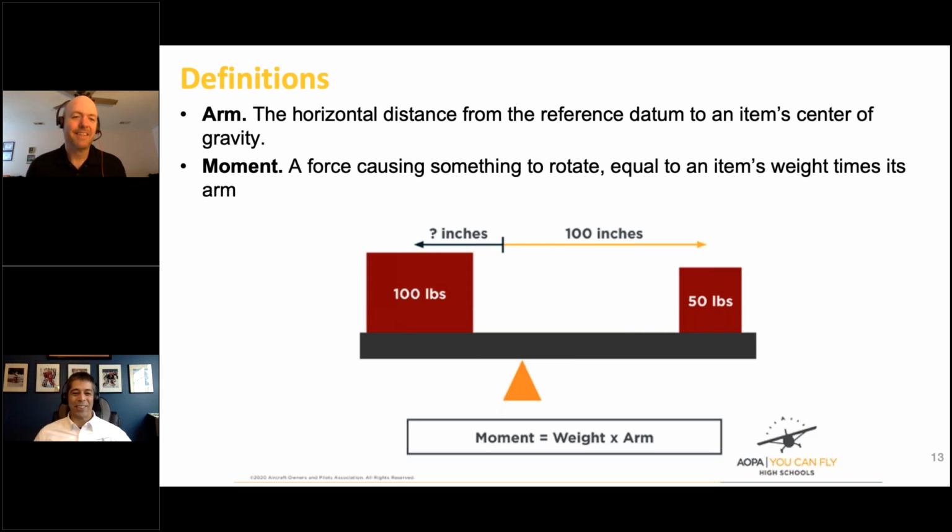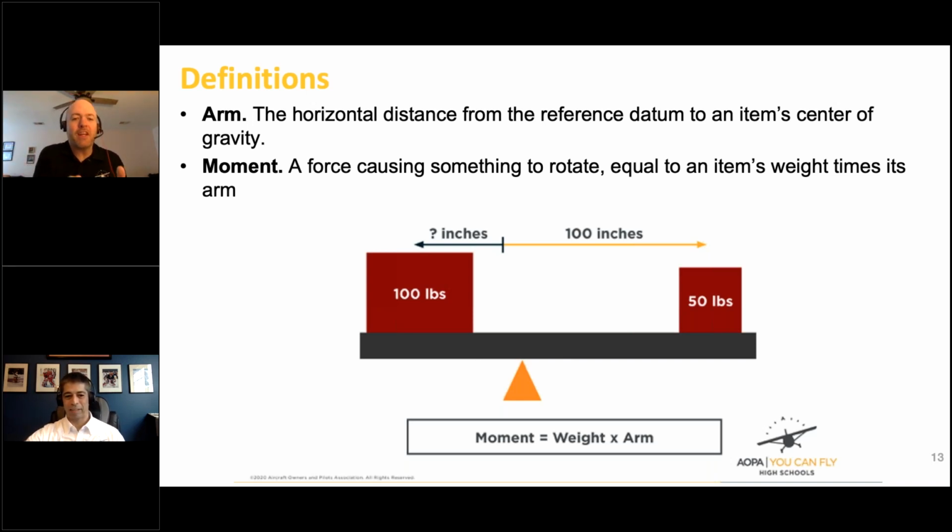So the horizontal distance is the arm from the reference datum, which we will cover in a minute, to an item's center of gravity. I don't know if you want to add anything to that. And go ahead, and we mentioned the moment, which we have the equation down below there: weight times arm equals moment.